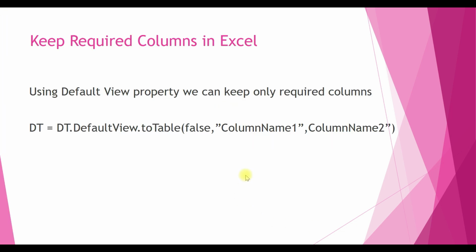We actually use the filter data table activity or delete columns activity to keep the required columns or delete unnecessary columns, but we can also do that using assign property. That is, inside the assign activity use the data table data type and then the data table dot default view property. Using this property you can achieve this.